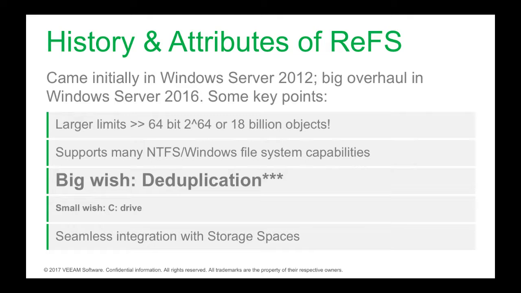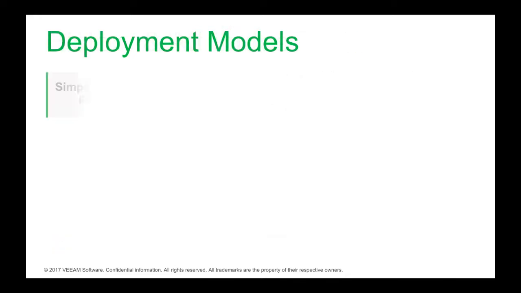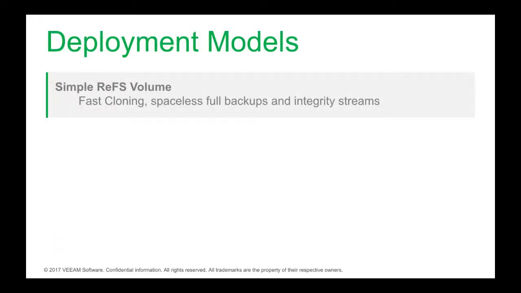And then the last piece here, on the very bottom, is the seamless integration with storage spaces and storage spaces direct. The resilient file system is the way that you have to deploy both of those, storage spaces traditional, or the new storage spaces direct. So it comes in a few different deployment models.